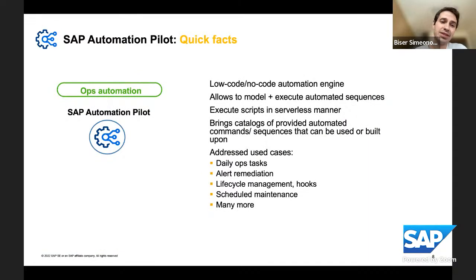Let's jump into the SAP Automation Pilot. I already mentioned that we automate different scenarios through that application, but the quick definition is that it represents a low-code, no-code automation engine. Why do we say that? Because it has a UI which is quite intuitive in our understanding, and we provide a lot of capabilities to build different types of automated reactions and commands.